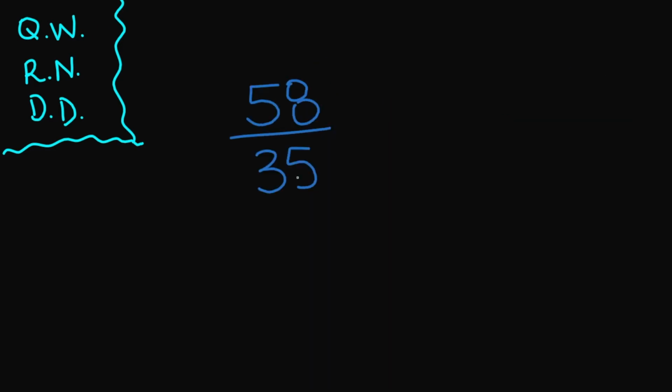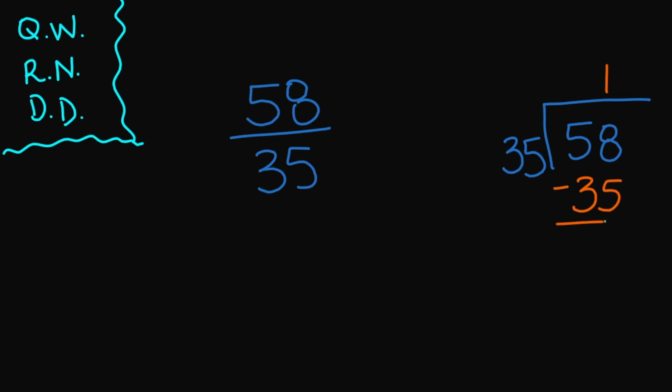So let's look at this example here. We have 58 over 35. Let's go ahead and set this up. 58 is going to be on the inside, 35 is on the outside. 35 goes into 58 one time. 35 times 1 is 35. 58 minus 35 is going to equal 23.